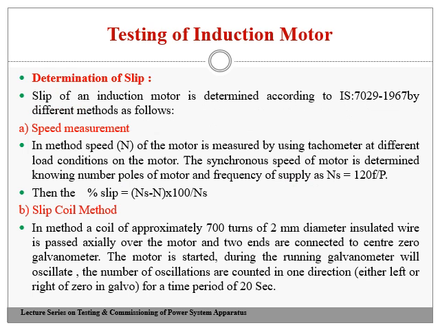Next, we will move on to the determination of slip. The slip of an induction motor is determined according to the standard given here, 7029 of 1967. There are 4 methods available. Among them, the first method is with the help of speed measurement.